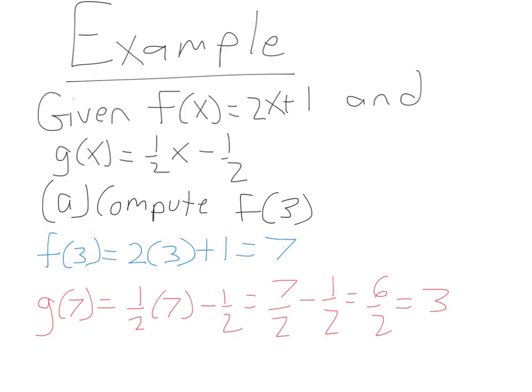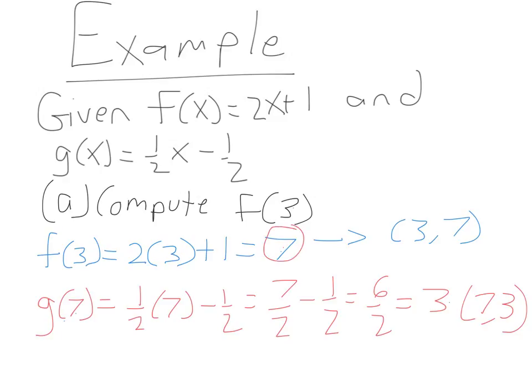So you see how this first function contains the point (3, 7), but the other function took the output and you got back what you started with originally, the 3. So the other function contained the point (7, 3). That's kind of what inverse functions do.